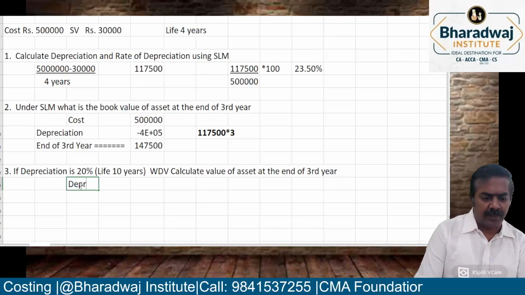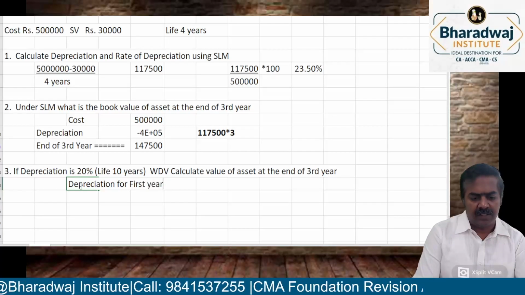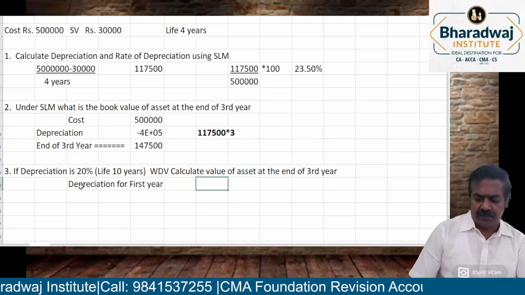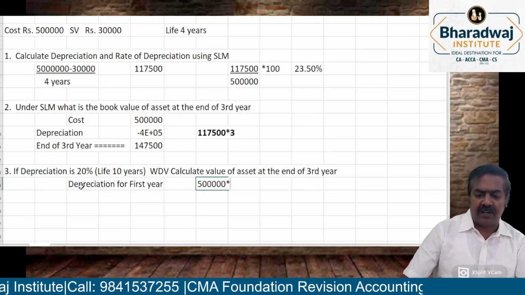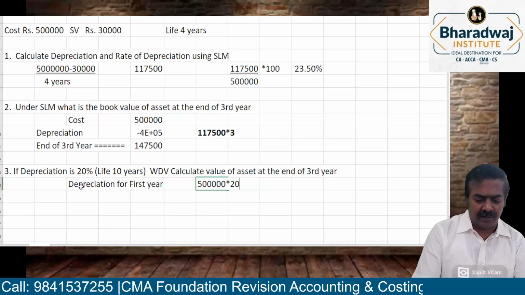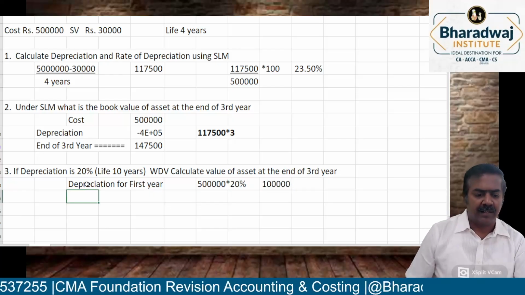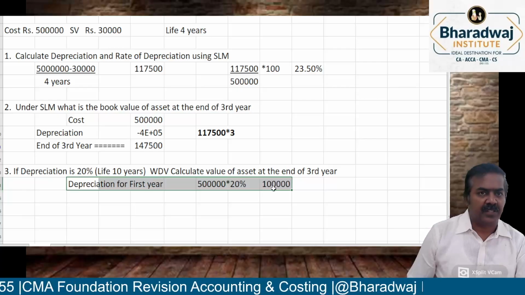First, work out depreciation for the first year. What is the depreciation for the first year? 5 lakh. When they give you rate of depreciation, what doesn't matter? Scrap value doesn't matter. 20%. This will give us depreciation for the first year. How much? 1 lakh.